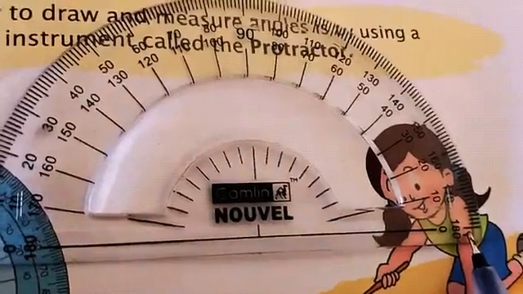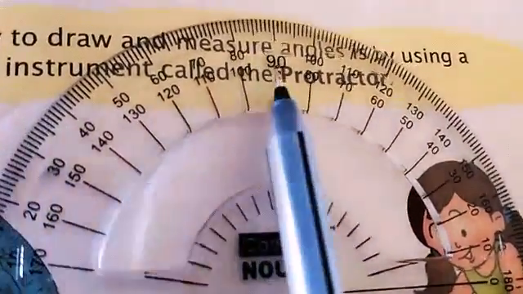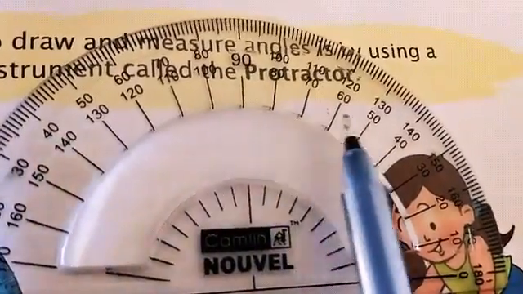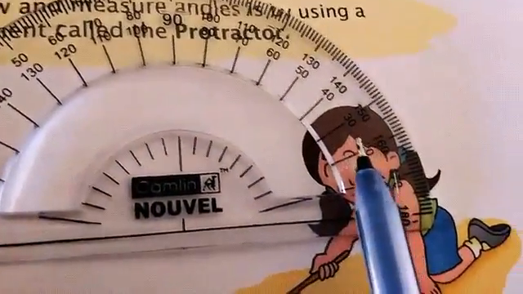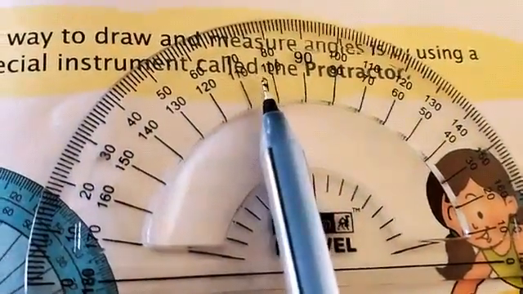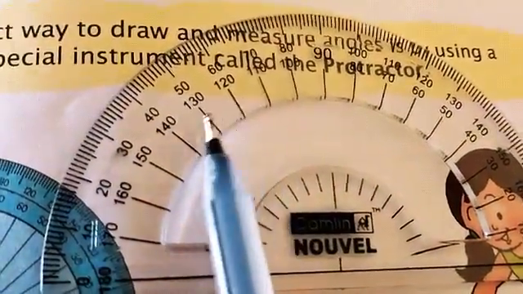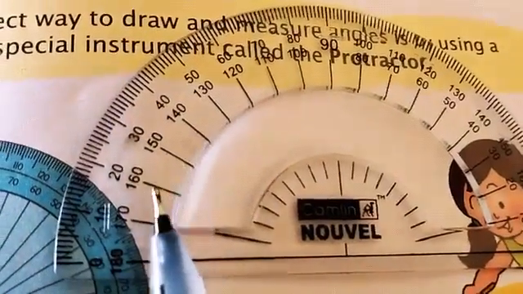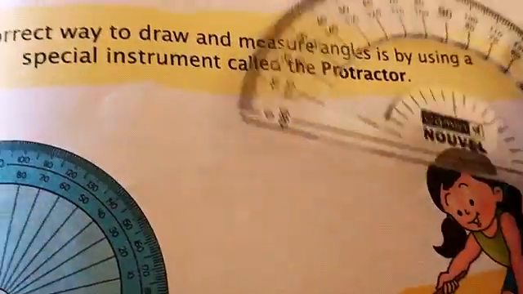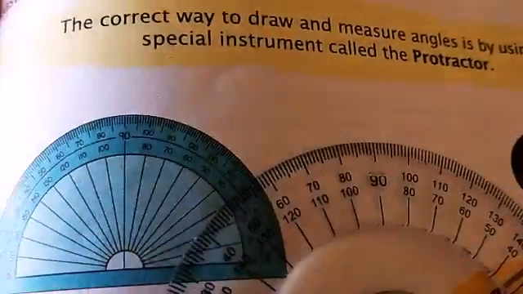Can you see here? Here is 180. This is 90 degrees, right? In this way: 90, 80, 70, 60, 50, 40, 30, 20, 10. And if we go from this way, then we can say 100, 110, 120, 130, 140, 150, 160, 170 and 180. So on both sides you can measure. So this is your protractor.